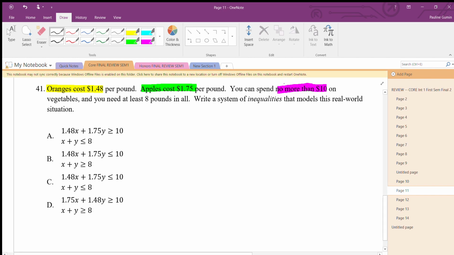Can I spend all of the $10? Sure, why not? So I'm looking for a less than or equal to 10. And this happens in B and C. So goodbye, letter A and letter D. Okay.